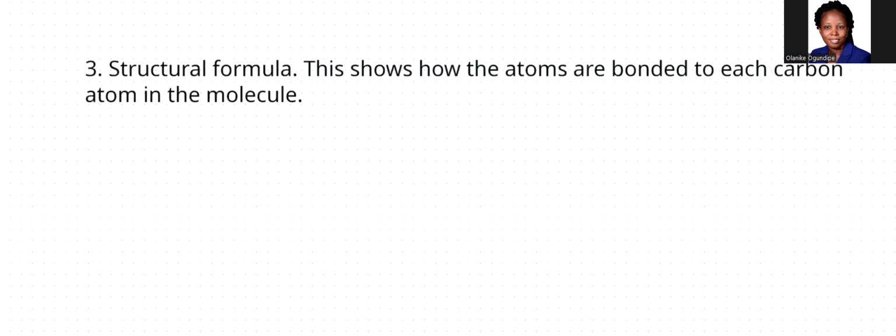The third formula that is used to represent organic molecules is the structural formula. The structural formula shows how the atoms are bonded to each carbon atom in the molecule. A very good example of such is this formula that we have here: CH3, CH, CH2.